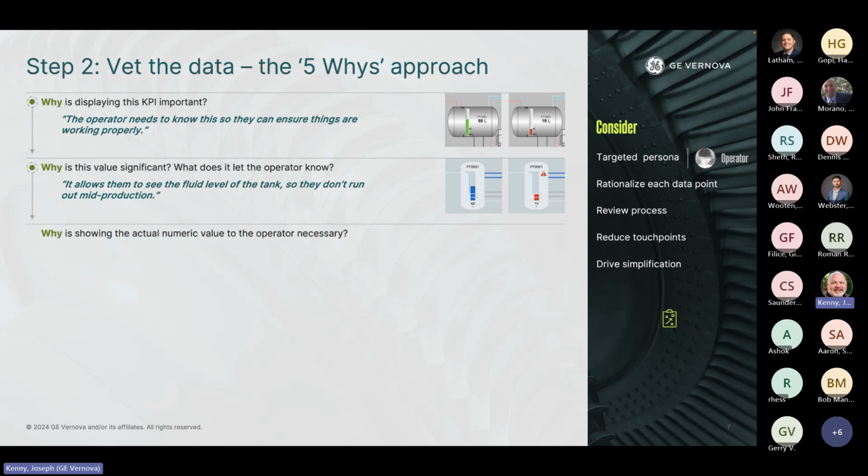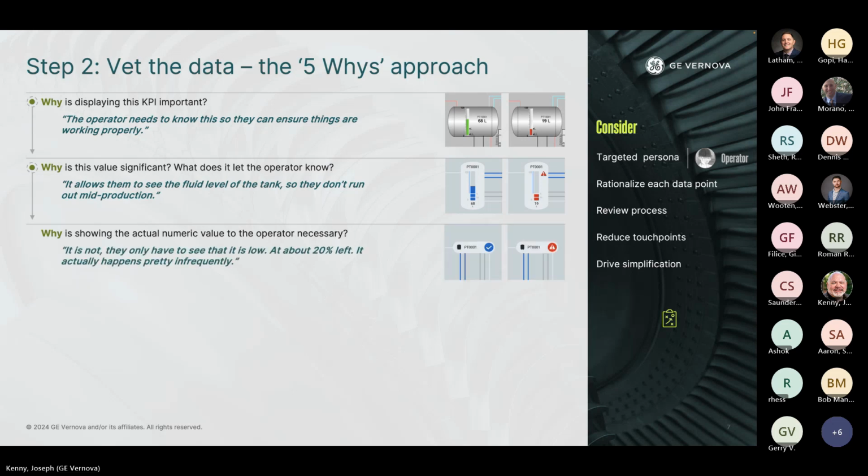But then you ask the next question: why is showing the actual numeric value to the operator necessary? You might be surprised to know maybe it's not. Maybe they don't actually have to know what level the fluid's at. They just need to know there's about 20% left, because they want to know when it needs to be refilled, but they don't really care about it up until then. They just care when it gets to that 20% because they still have time.